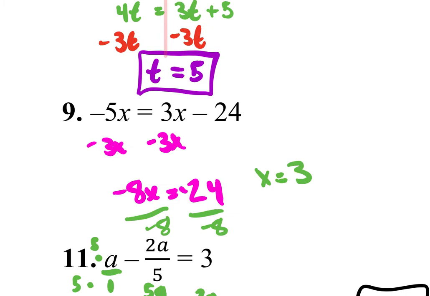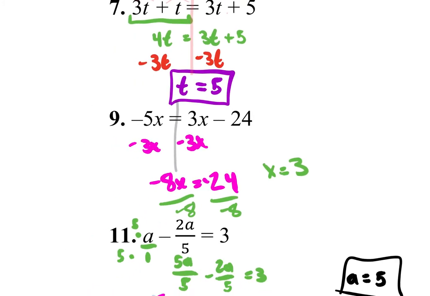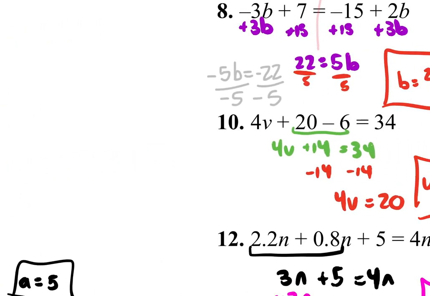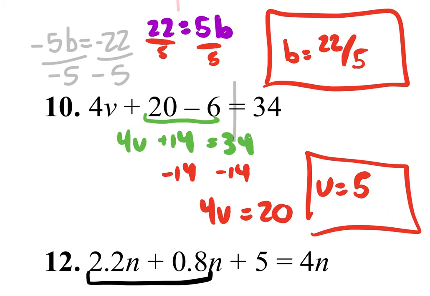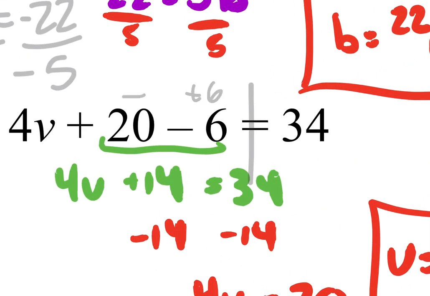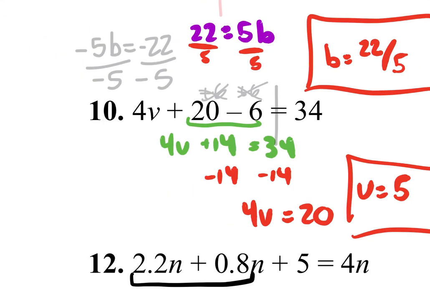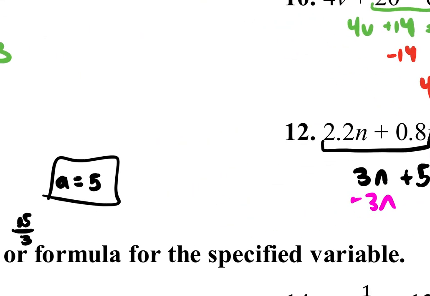Here, variables on different sides again. Move them with addition and subtraction, and solve using the steps. Here we have like terms of constants, the 20 and the 6. So we put those together as like terms, not using addition and subtraction. As far as subtracting 20 or plus 6, that would be wrong, because they're on the same side of the equation. So we just combine them as like terms.